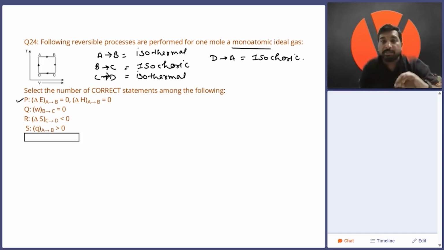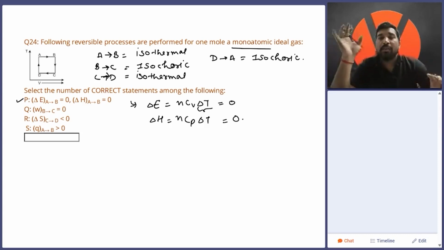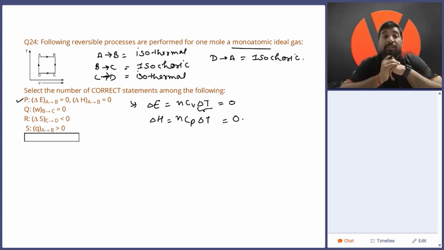So statement first, that is P. Delta E is internal energy. Internal energy change A to B is equal to 0, and delta H for A to B is equal to 0. Basically the formula of delta E is equal to n CV delta T. If the process is isothermal, it means delta T is 0. That means delta E becomes 0. Same for delta H, the formula is n CP delta T, which is also 0, because process A to B is isothermal, and for an isothermal process, the change in temperature is equal to 0. We can say temperature is constant during the isothermal process. So statement 1 is definitely right.